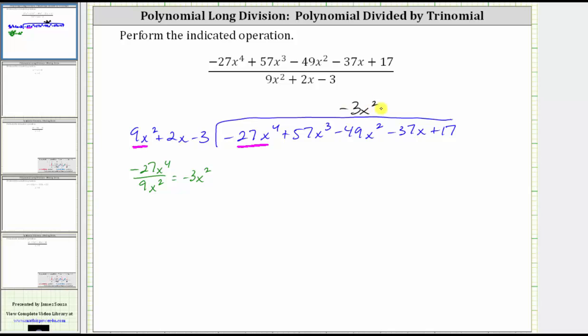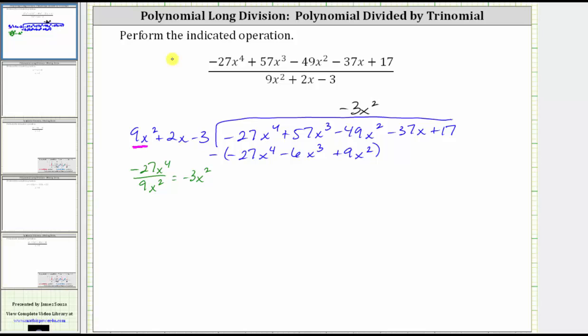Now we multiply negative 3x squared and the divisor and write it below the dividend, lining up the like terms. We have negative 3x squared times 9x squared, which is negative 27x to the fourth. And then we have negative 3x squared times 2x, which is negative 6x cubed, giving us minus 6x cubed. And then we have negative 3x squared times negative 3, which is positive 9x squared, giving us plus 9x squared. And now, just like performing long division with whole numbers, we now subtract.